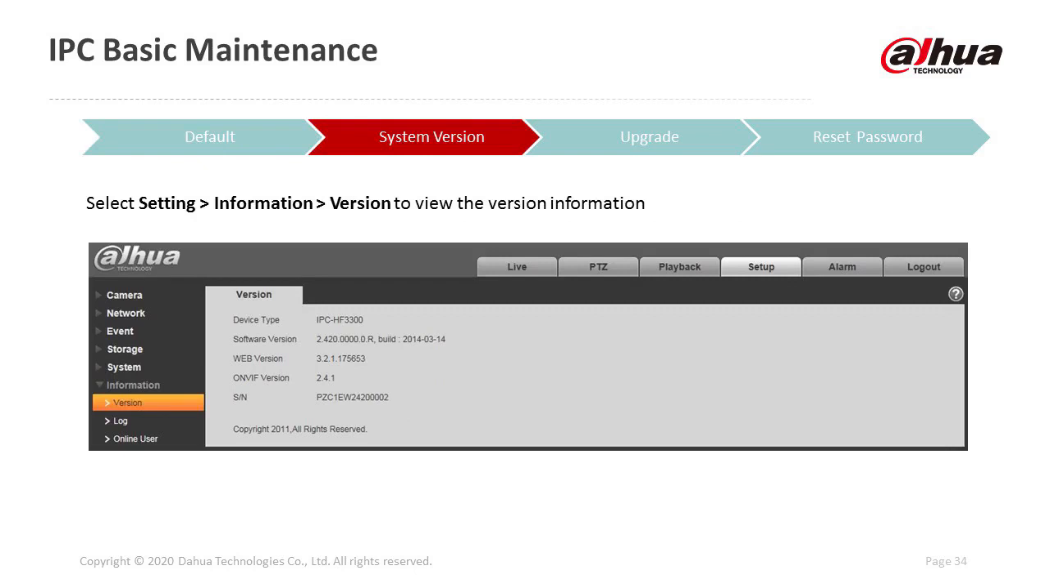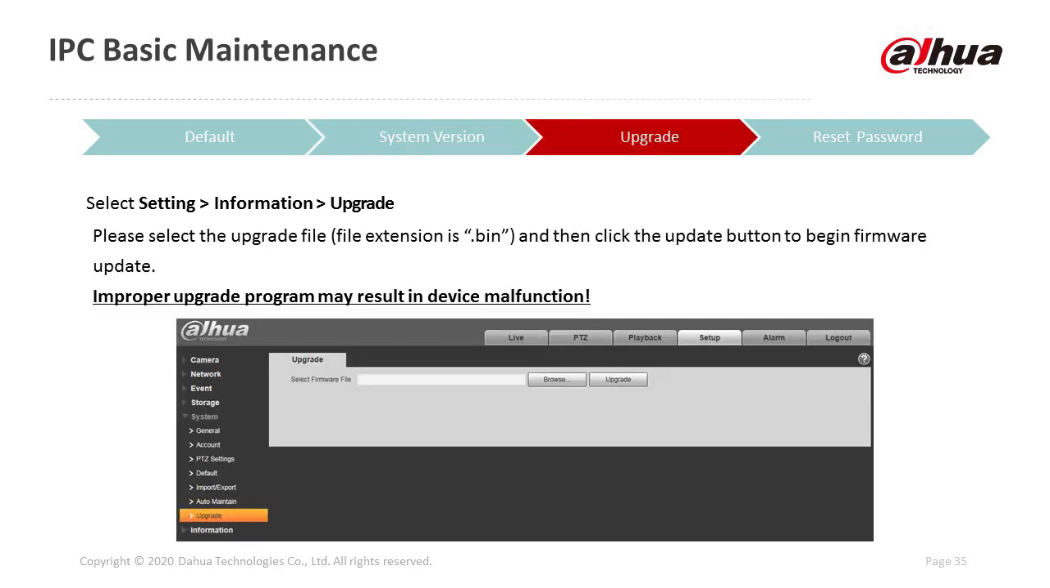System version includes information like device type, software version, and web version. If the system version is not the latest, we need to upgrade the device. Please select the proper upgrade file. File extension is bin and then click the Update button to begin firmware update. Note: improper upgrade program may result in device malfunction.